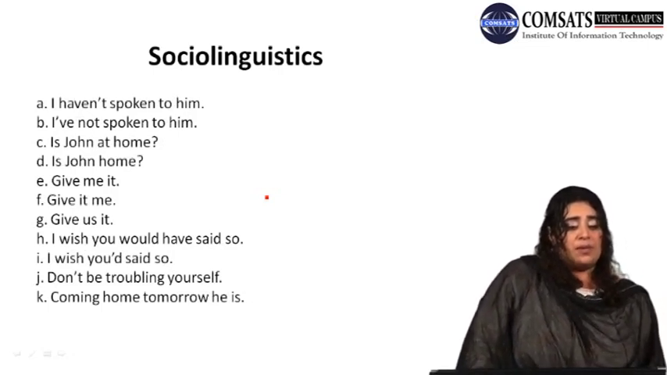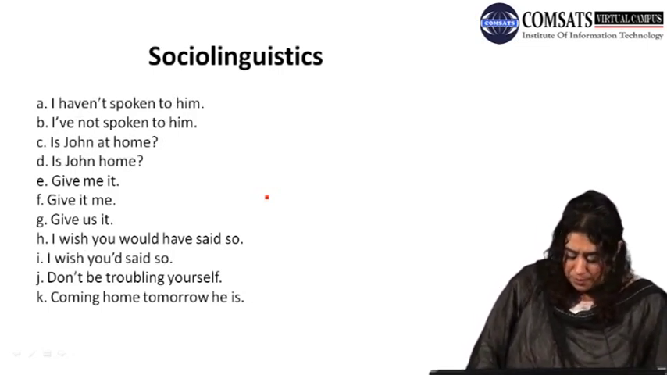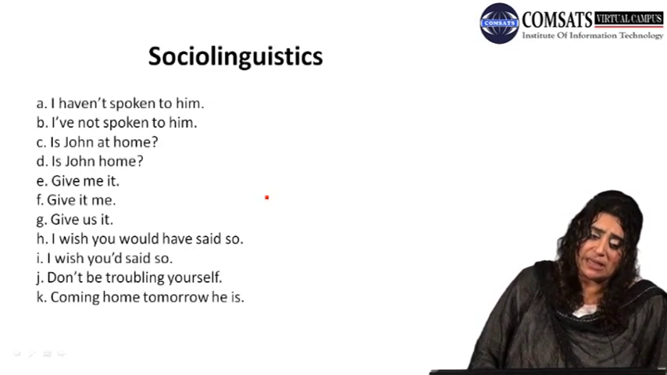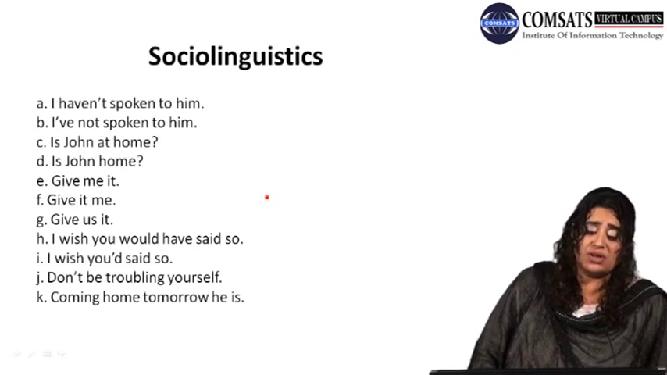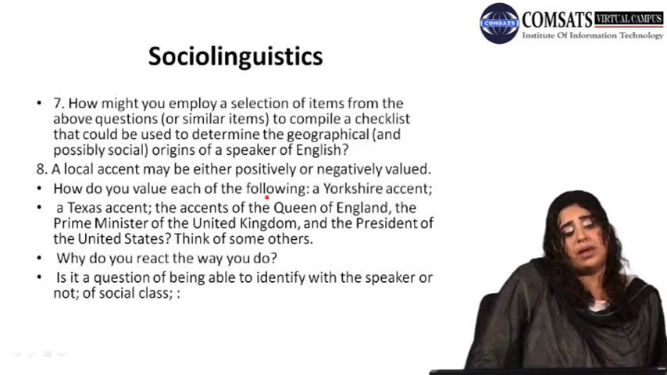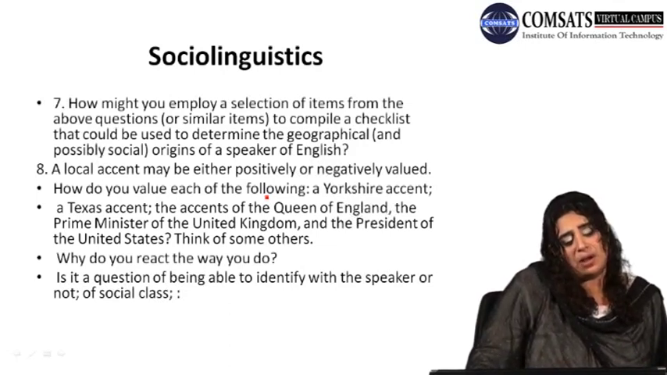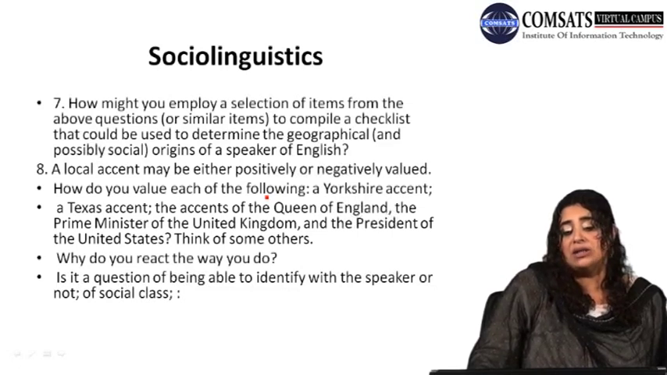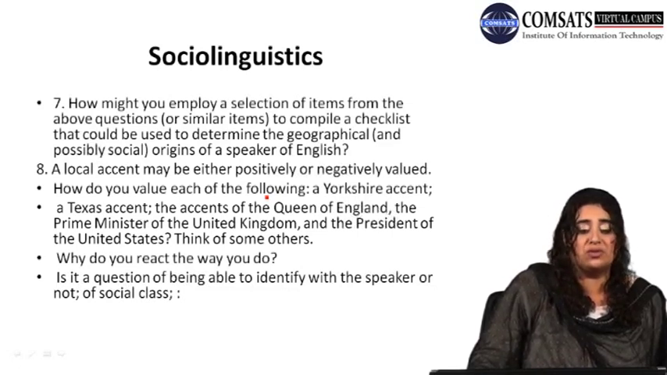I've not spoken to him. Is John at home? Is John home? Give me it, give it to me, give us it. I wish you would have said so. I wish you'd said so. Don't be troubling yourself. Coming home tomorrow, he is. So how might you employ a selection of items from the above questions or similar items to compile a checklist that could be used to determine the geographical and possibly social origins of a speaker of English?